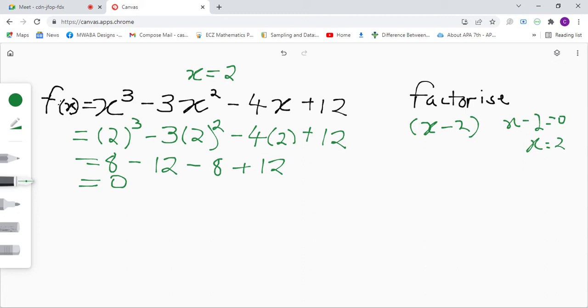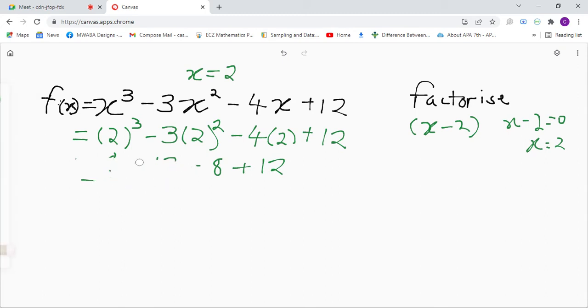Now, since we have determined one factor, we have to determine the other factors. Because remember, we have a polynomial to the power 3, so we know that the other factor is going to be a quadratic expression. How are we going to get that? We're now going to use long division. Let me just make some space here.